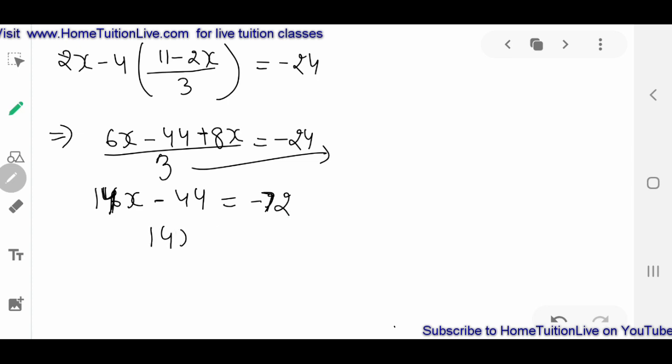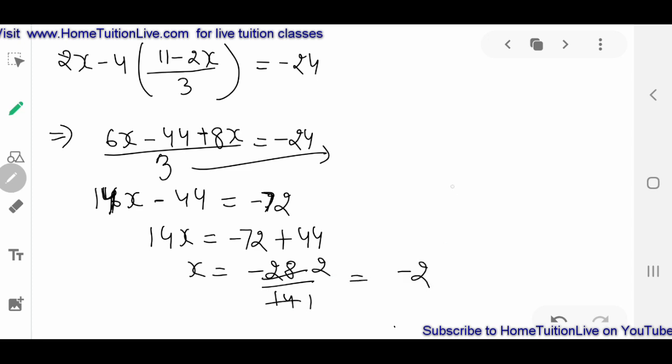14x is equal to minus 72 plus 44. X is equal to, this will be minus 28 divided by 14. 14 twos are 28, so x becomes minus 2. The value of x is minus 2.